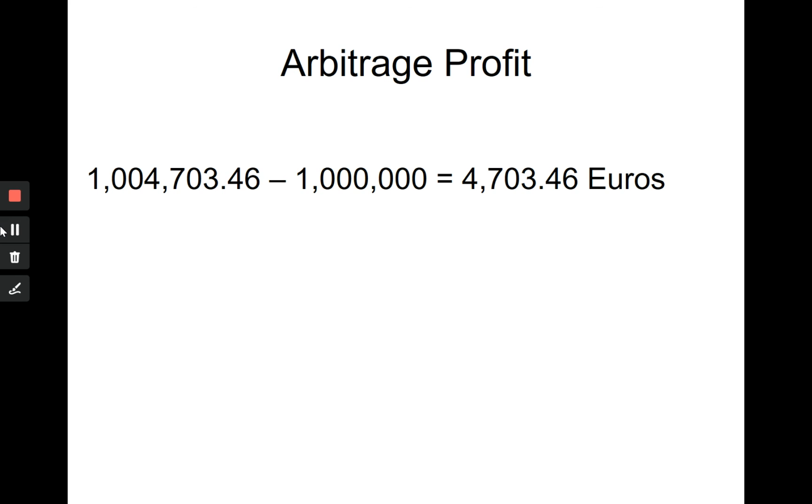We started with a line of credit of 1 million euros, and we ended up in a few seconds with 1,004,703.46 euros. Not too shabby, earning 4,703.46 euros for a few seconds of work. In fact, one wants to keep the time as short as possible. This is called an arbitrage profit, but not so fast. There are things that can go wrong, or there are additional issues that I would like to bring up at this point about arbitrage.